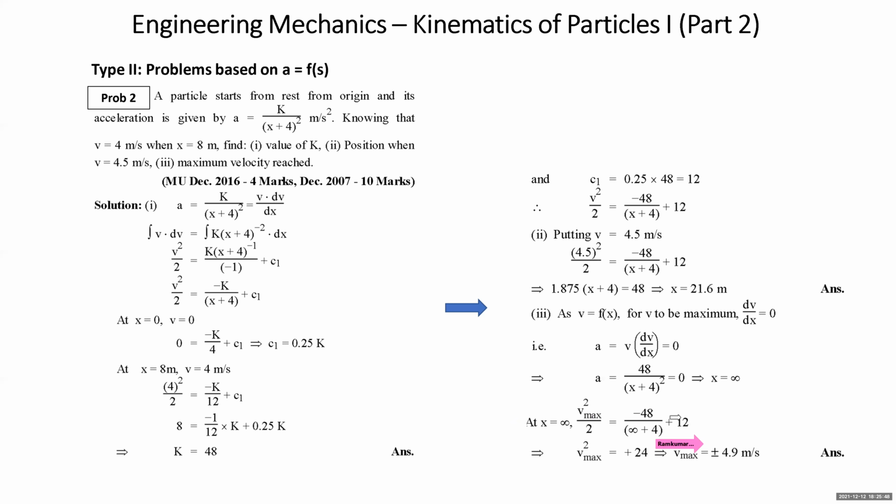So whatever answer comes in this problem, you cannot test whether it is right or wrong. You have to just give it as it is. Like in this problem, we found that velocity is maximum at x equal to infinite. So at x equal to infinite only, we found the maximum velocity.